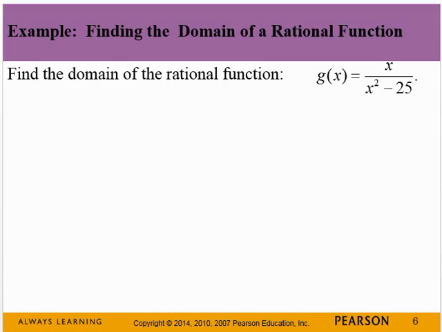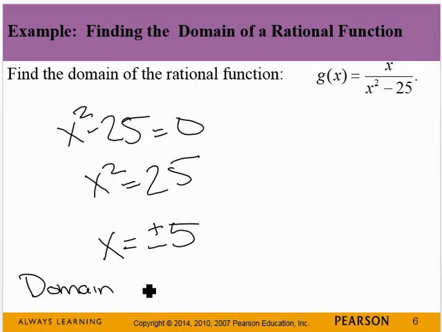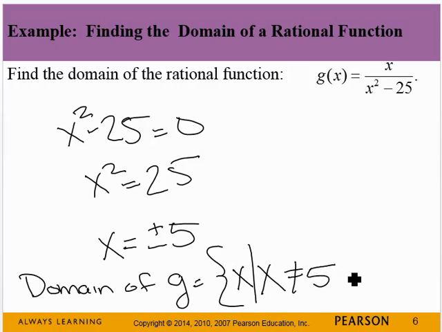In this example we want to do the same thing we did for the last one. So you're going to set x squared minus 25 equal to 0. x squared equals 25. So x equals plus or minus 5. So this means our domain, g, is: x does not equal 5 and x does not equal negative 5.